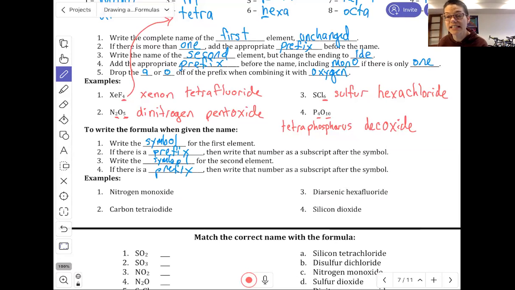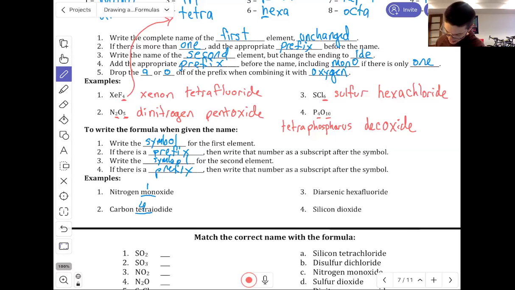So looking at these examples, let's start by writing what those numbers are next to every single prefix that's there. So in the first one, what prefix exists? Mono. And mono means how many? 1. In the second one, what prefix exists? Tetra. And what number does that represent? 4.